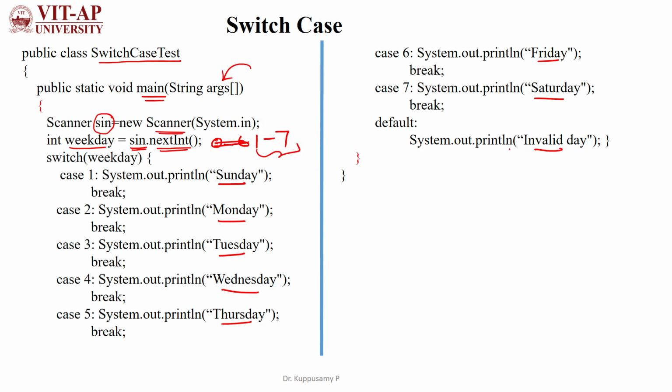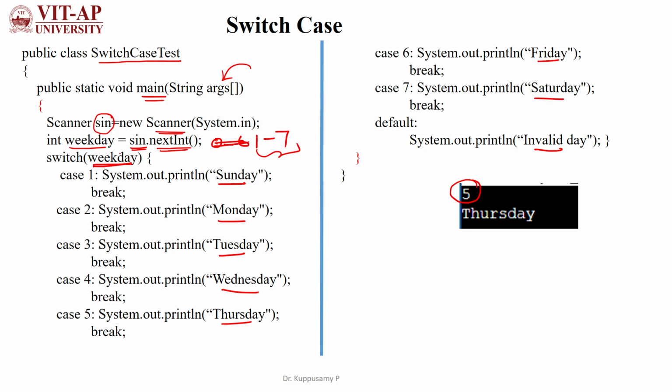As per this, here I have given the input as 5. The 5 is the value which is received here. If 5 is given, then 5 is passed here. Case 5 is this one. So Thursday is executed and displayed on the screen. Then it breaks that case and comes out of the switch case.